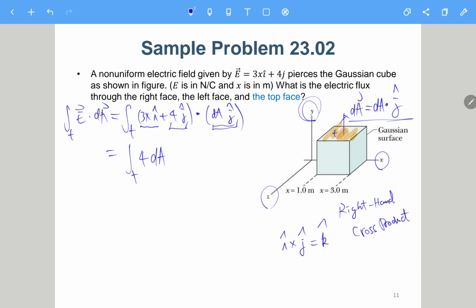So it's even easier because it doesn't relate to x. You may worry, oh, this x is not a constant, it turns out to be an integral, but here the dot product just vanishes this x term. So still this is an integration of a constant, so it's nothing but 4 times 4, which is 16 newton meter squared per coulomb. Okay, so far any questions?